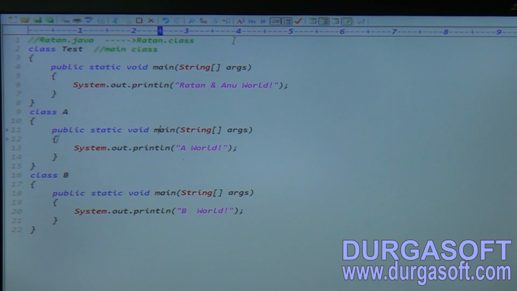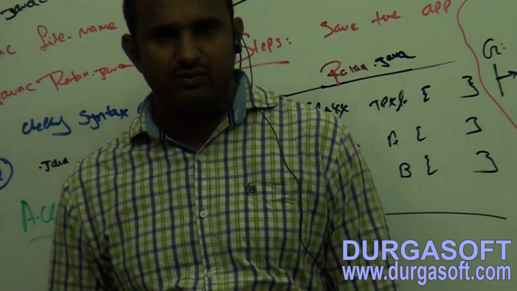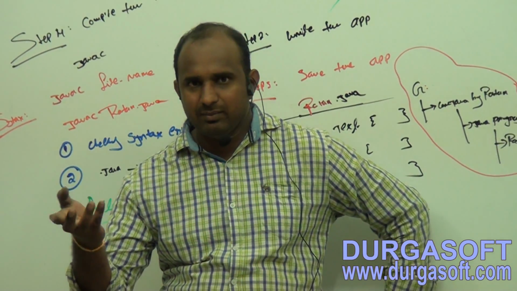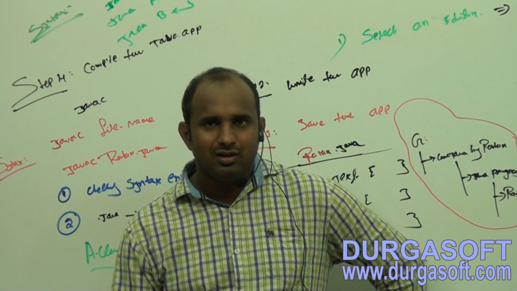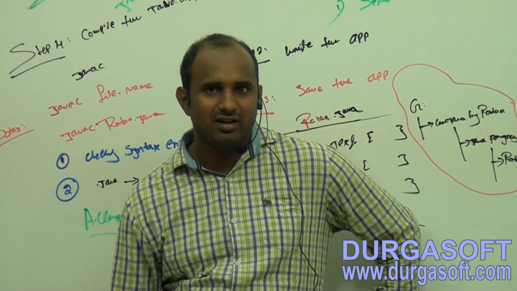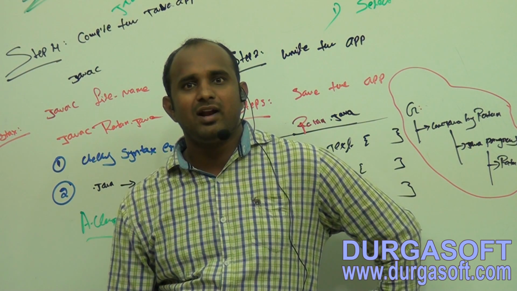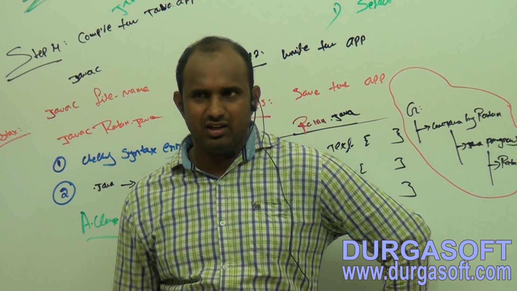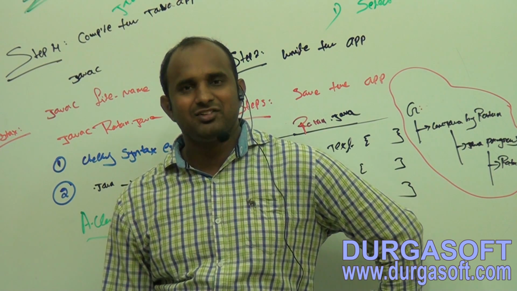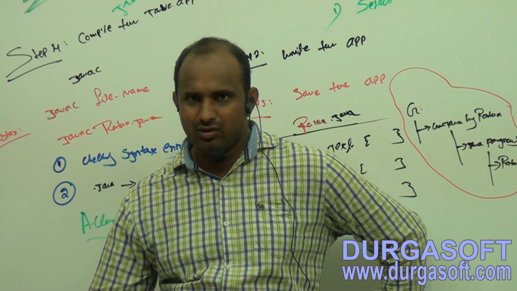Now here I declared how many main classes? 3 main classes. Tell me, first of all, is it valid or invalid? I declared 3 classes with 3 main methods. The class which contains a main method is obviously called a main class. Tell me whether it is valid or invalid. Obviously you are saying invalid. But the output is valid.